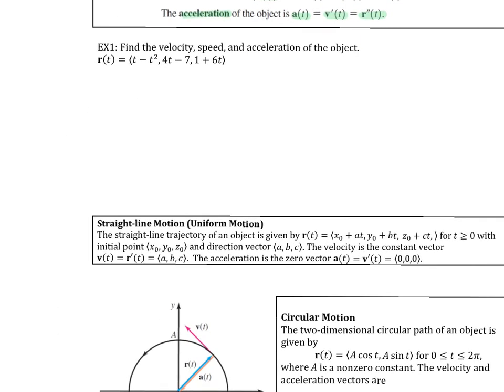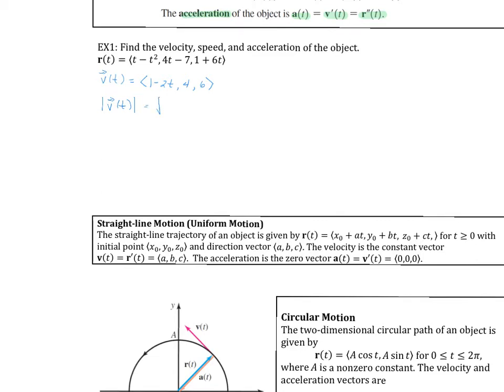We want to find the velocity, speed, and acceleration of the object that's defined by this position function r of t. So the velocity function is simply the derivative of r, which would be 1 minus 2t, 4, and 6. So this would be our velocity function. The speed would be the magnitude of our velocity function. Oops, I forgot my arrow over my velocity function.